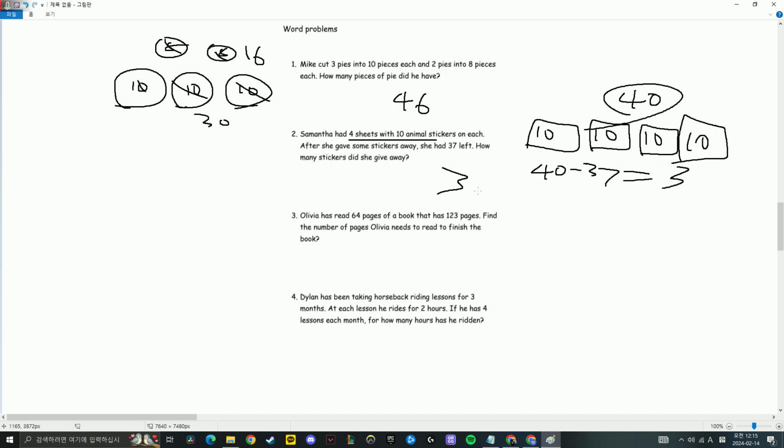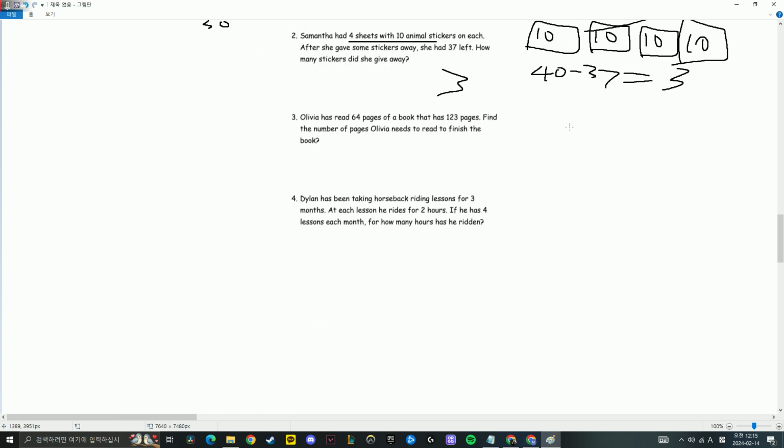Olivia had read 64 pages of a book that had 123 pages. Find the number of pages Olivia needs to read to finish the book. Okay, so the 123 is the total, and the 64 is the amount she read. So let's take that, and that is 9. Borrow that, and that is 5. So she needs to read 59 more pages.